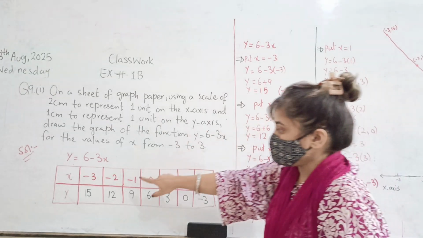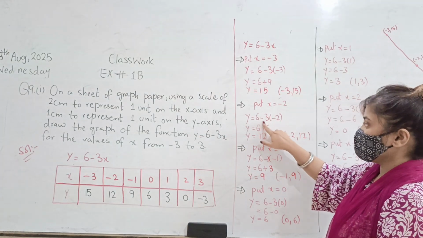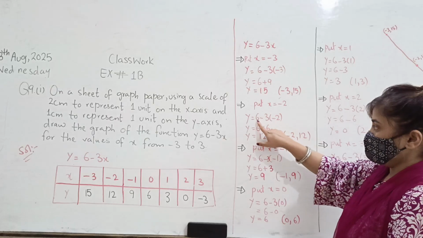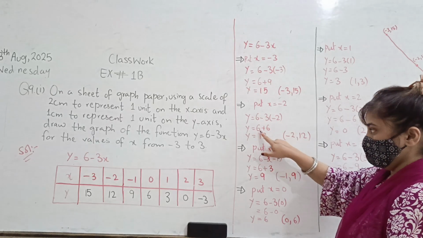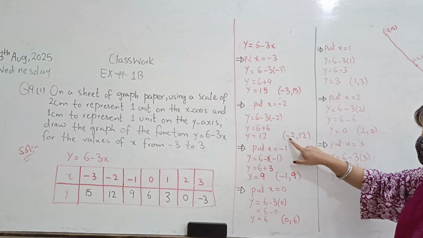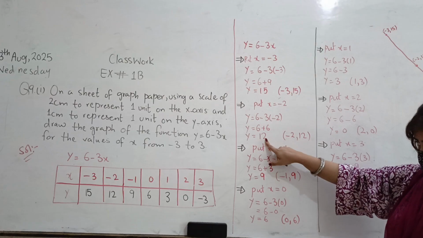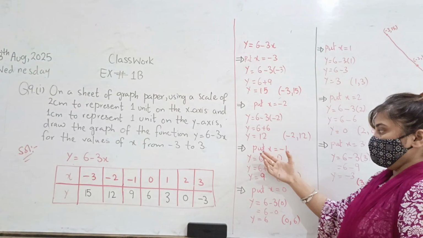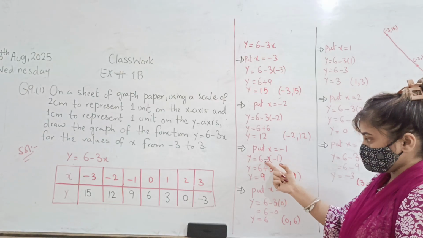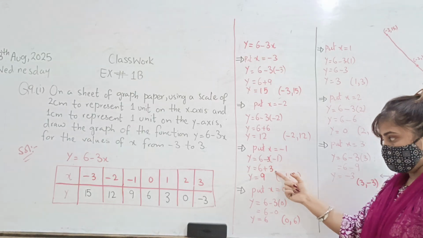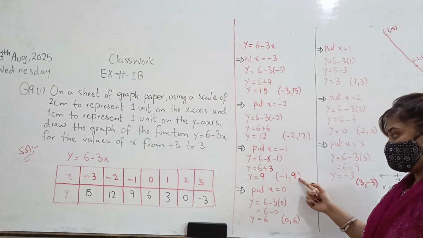Similarly, we will put minus 2 in place of x: 6 minus 3 times minus 2. So 6 comes as it is, plus 3 twos are 6. 6 plus 6 makes 12. So x value is minus 2 and 12 is the value of y. Similarly, we will put minus 1 in place of x. So 6 comes as it is, plus 3 ones are 3. 6 plus 3 makes 9. So x value is minus 1 and y value is 9.